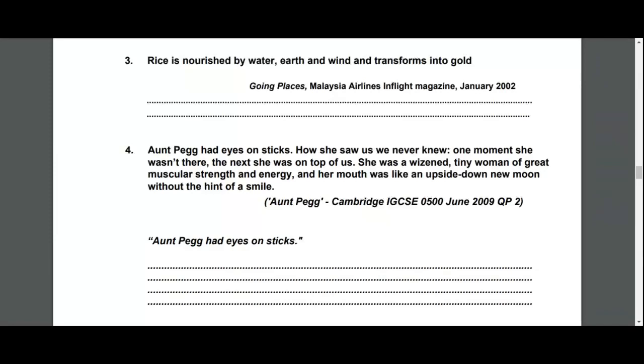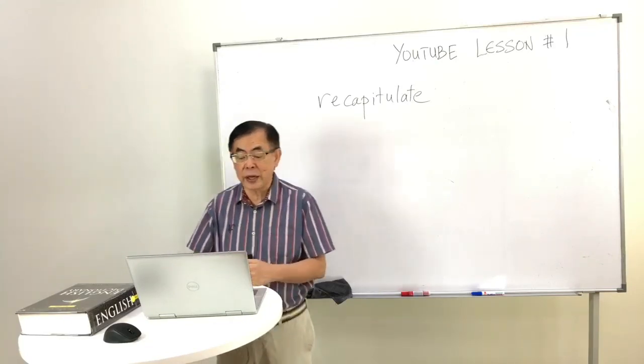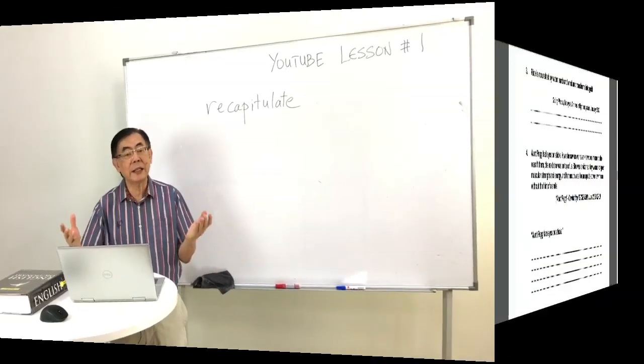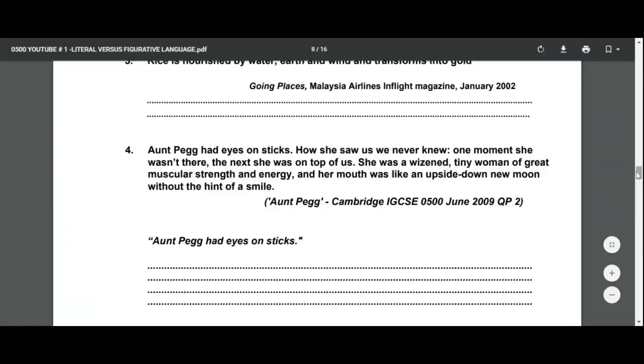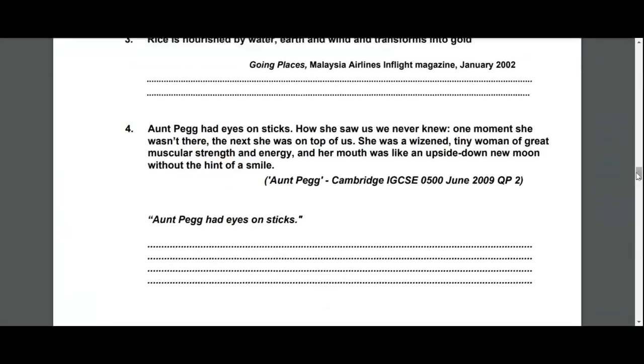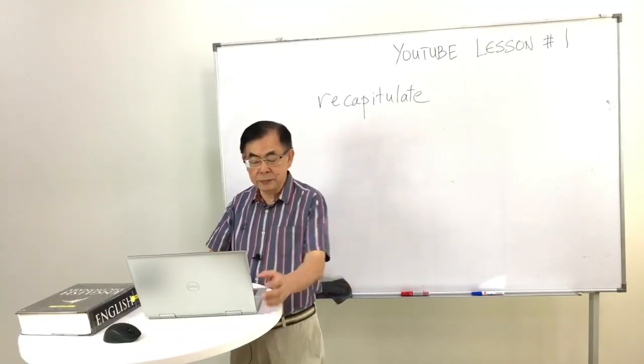You would probably have noticed that there is also a simile here, and if you want to do this extra exercise, go ahead. Her mouth was like an upside-down moon. Explain that. But here, what I want you to explain specifically is Aunt Peck had eyes on sticks. Explain the metaphor used here. Okay? Alright. The third figure of speech is personification.